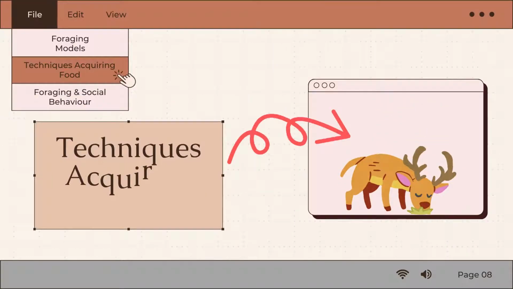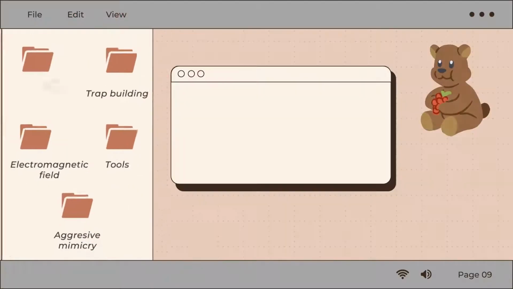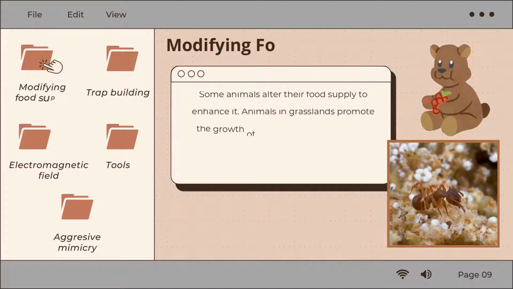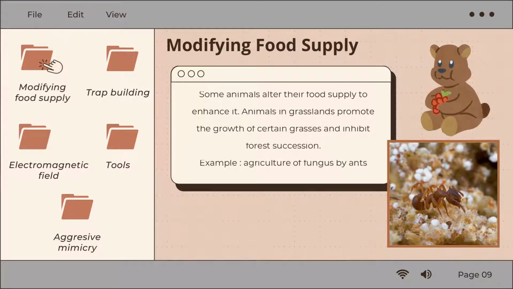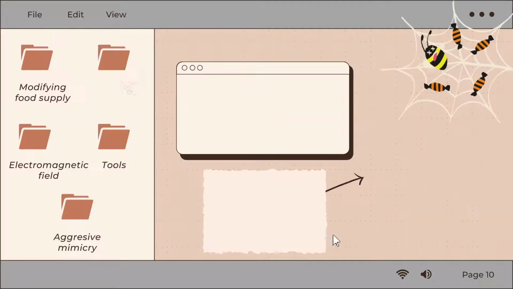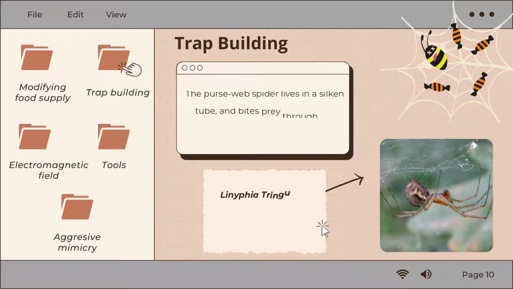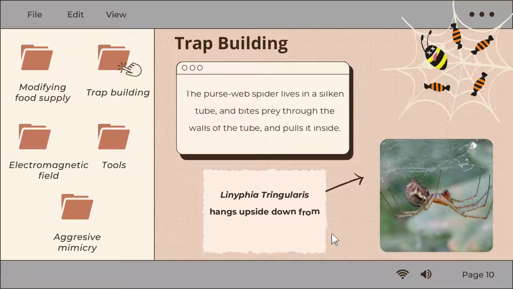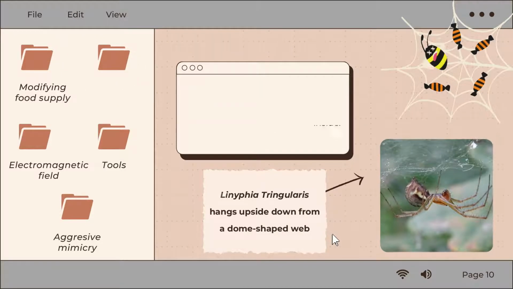Moving on to the techniques of acquiring food. Firstly, modifying food supply. Some animals alter their food supply to enhance it. It can be seen in grasslands, as the animals promote the growth of certain grasses and inhibit forest succession. Next is trap building. One of the examples is the purse web spider, which lives in a silken tube. The spider will bite its prey through the walls of the tube and pull it inside.